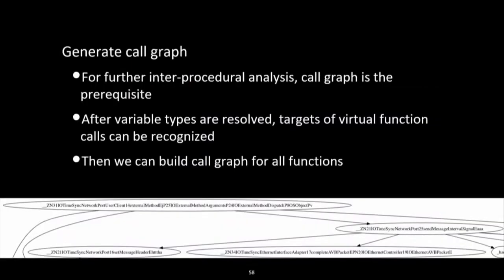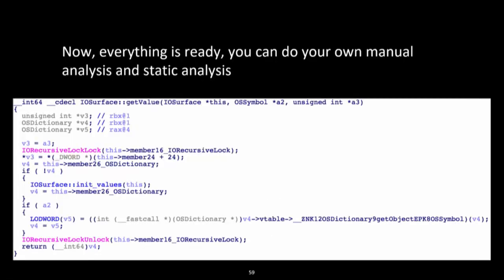Finally, after variable types are identified and virtual function calls are resolved, we can generate call graphs for all drivers. This call graph is very important for further inter-procedural control flow and data flow analysis. Now everything is ready. We can do manual analysis or other kinds of static analysis as we want.